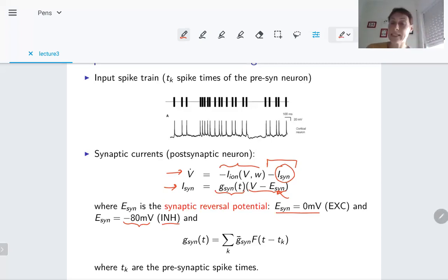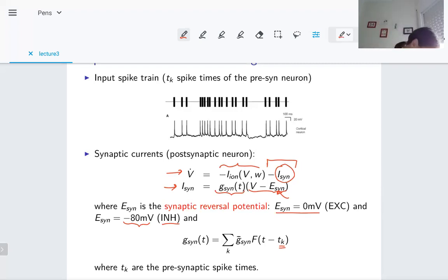And then there is this synaptic term. The synaptic conductance is going to have its own dynamics, so it will also evolve in time. Basically, it's going to be a function. It's going to depend on the spike train of the presynaptic neuron. So this is going to change whenever there is a spike of the presynaptic neuron, because then it affects the postsynaptic one.